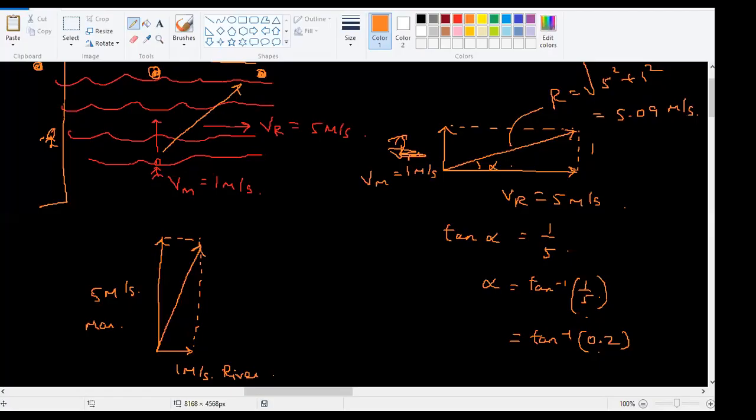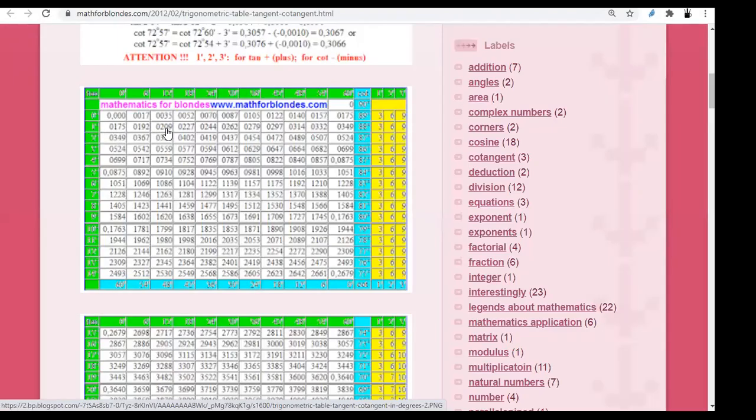What did we get here? Tan 0.2. So tan 0.2 is going to be something close to 1 degree, 6 minutes, or something close to it.